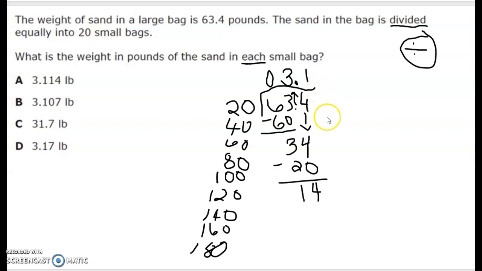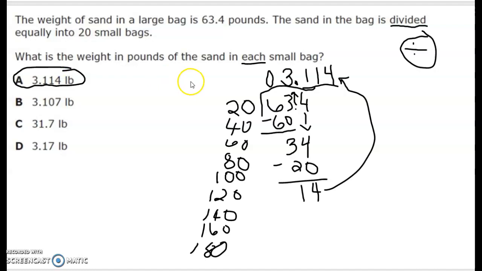Well, I don't have anything else to bring down. And I have a remainder of 14. So I think the best thing to do with this is just to take my remainder and put it on top. That's what we do, right? So, oh, and there's my answer choice. The answer must be 3 and 14 thousandths.